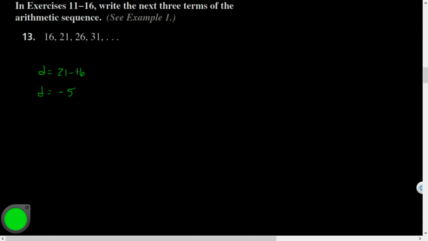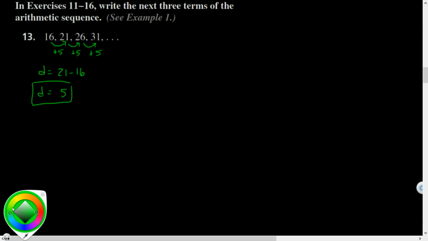Or no, positive 5. What am I saying? Wow. I guess 3 days without teaching does mess with my head. So the common difference is 5. That means that I'm adding 5, which you also could have figured out by looking at the list. So plus 5, plus 5, plus 5.